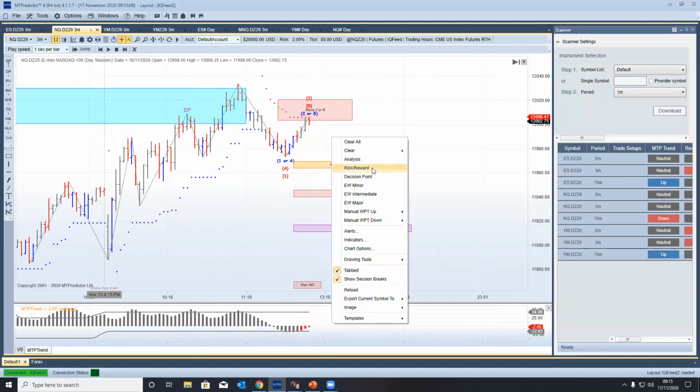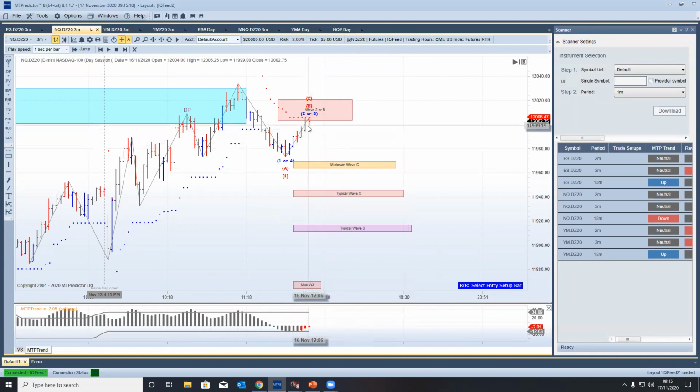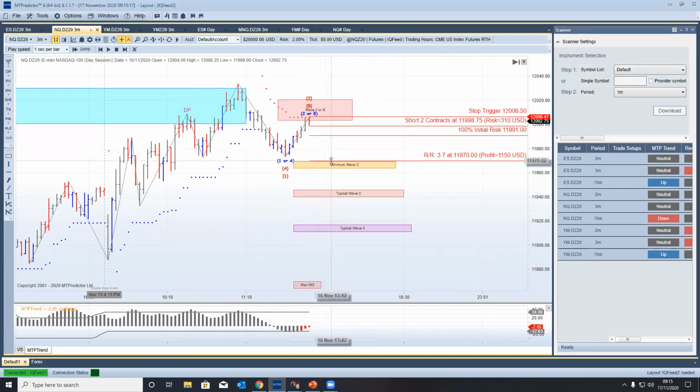You can then do your risk reward, your manual risk reward. So here you'll be clicking on the entry bar, which would be that bar. The stop bar, which would be the same in that case. At the first target, it would be a 3.7 R profit, which would be very nice indeed. If it got all the way down to the typical wave 3, well, that would be a 10 R profit. That would be amazing.